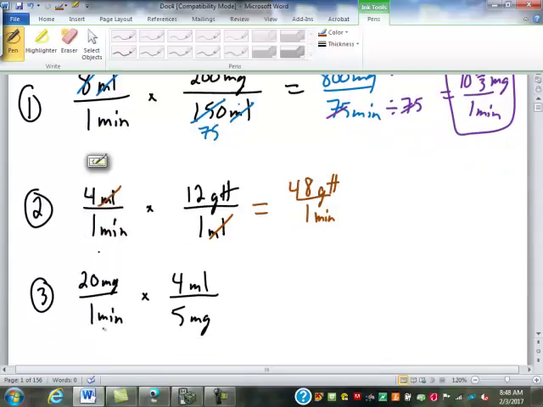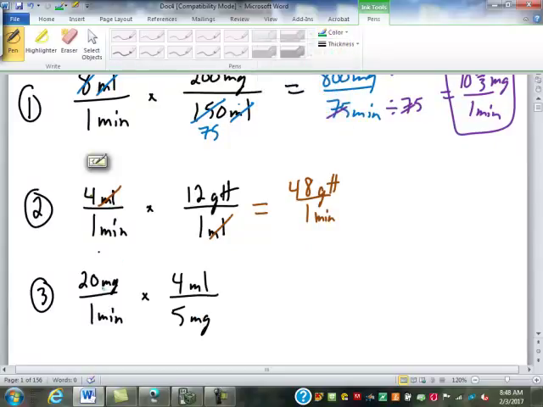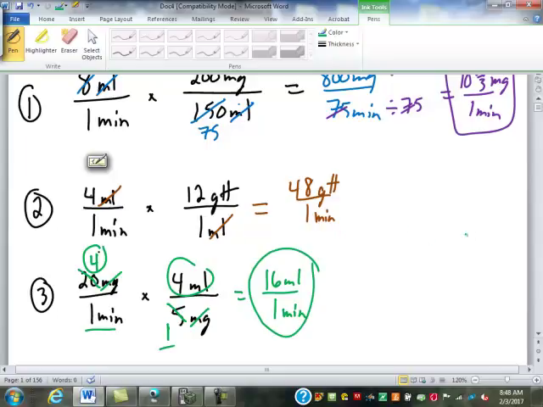Here we've got 20 milligrams over 1 minute times 4 milliliters over 5 milligrams. And again, the milligrams can cross cancel. Numerically, we've got 20 and 5. They can both be divided by 5. 5 divided by 5 is 1. 20 divided by 5 is 4. So 4 times 4 milliliters is 16 milliliters. 1 minute times 1 is 1 minute. So there's 16 milliliters per minute.